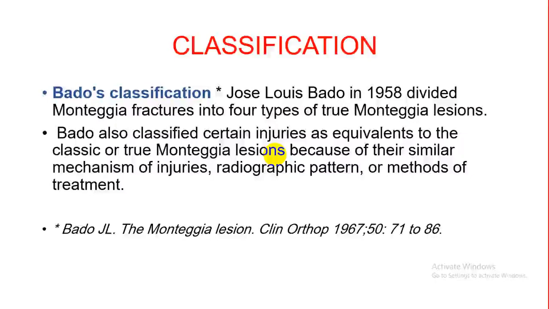Bado in 1958 divided Monteggia fracture into 4 types according to the direction of dislocation of the radial head, and described the 4 classic or true types, and gave 4 equivalent types. The equivalent types or Monteggia variants were described according to similar mechanism of injury, similar radiographic pattern, or similar method of treatment.